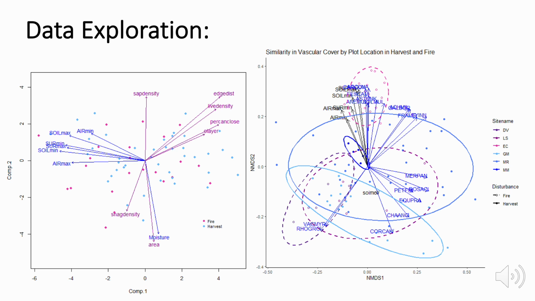On the right here, I did an NMDS of our forest microclimate variables, which are those black vectors, and then our vegetation species. These are about the top 15 or so species according to the NMDS. And then these ellipses represent our different sites. So the important thing to take away here is this pink site at the top. This is one of our fire sites.